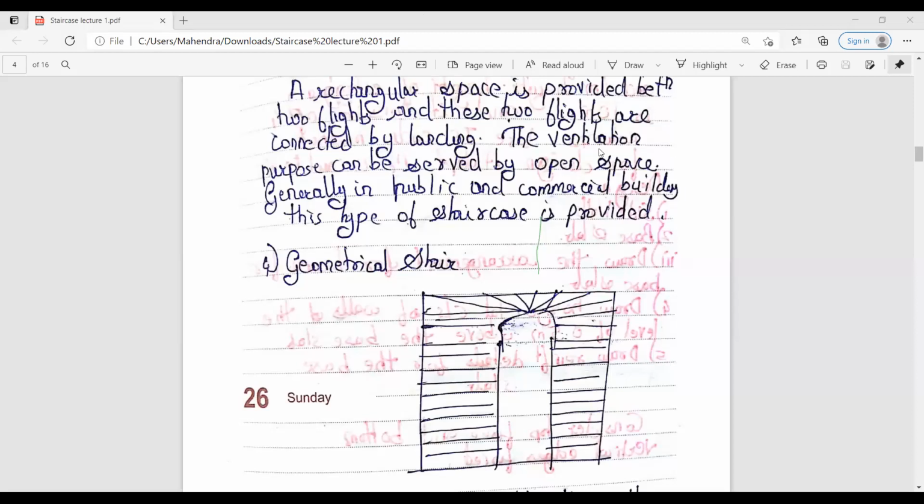So this one is the description for the geometrical stairs.